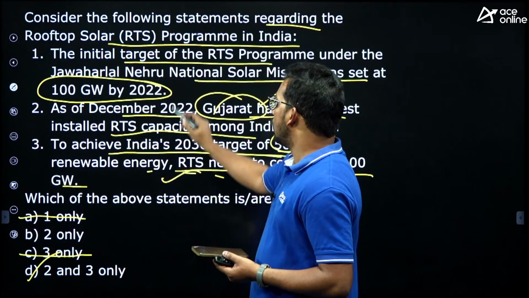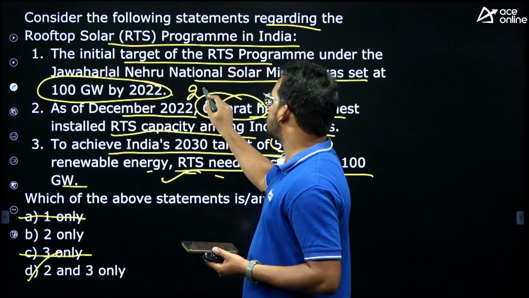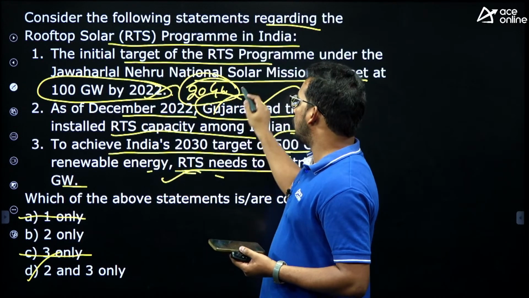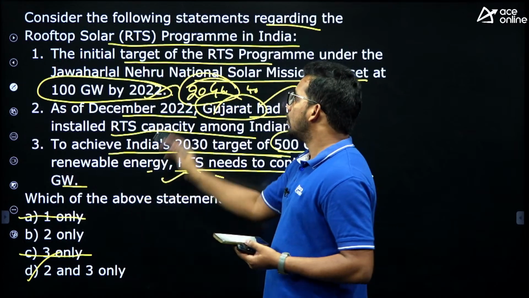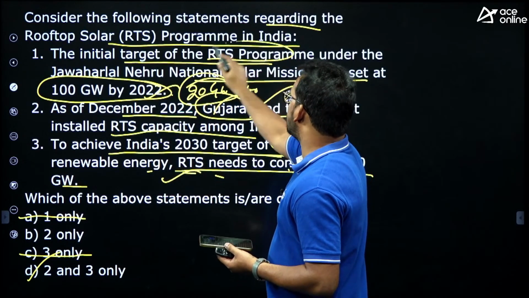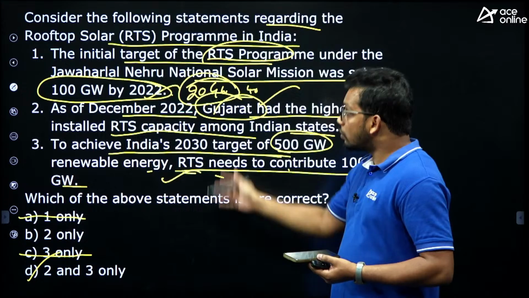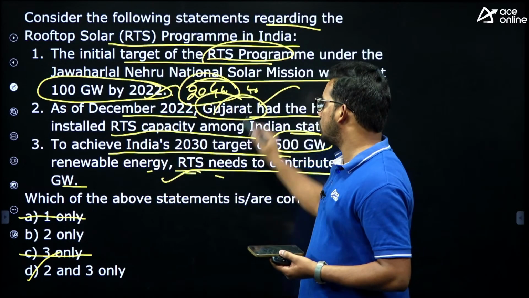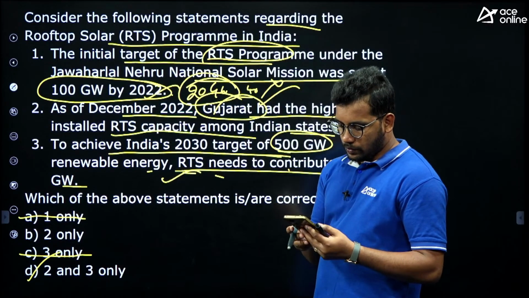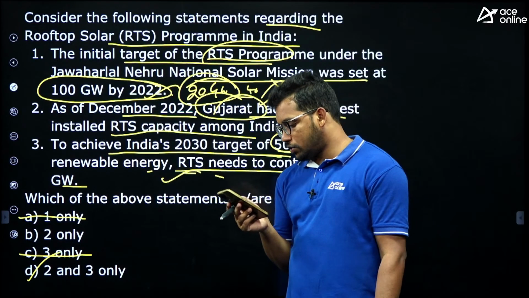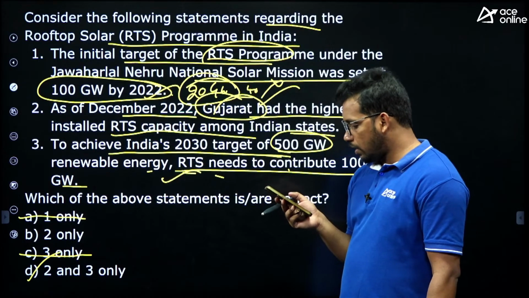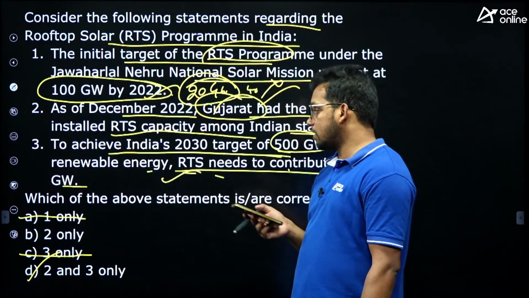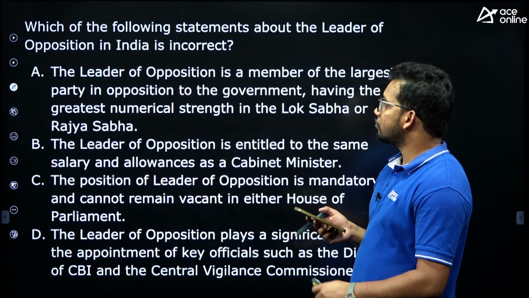We got the answer. So here the initial target was just 20 gigawatts. Later we have increased it to 40, right? RTS is only about the 40. Out of the 100, 40 was the target in rooftop solar energy. So the first statement is wrong. Yes, Malini, Ramanjanelu, Kumari, Santi. Answer is D. Keshav has answered this as correct, right?